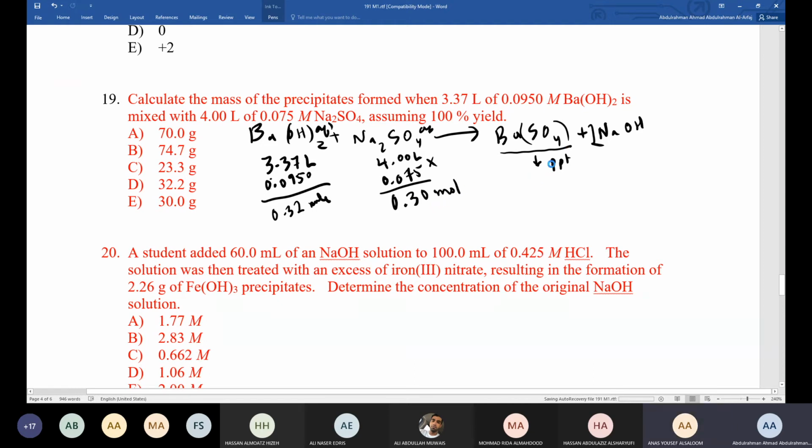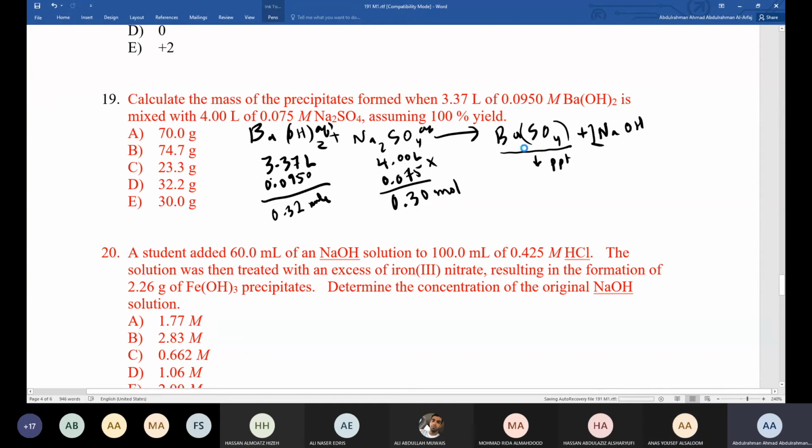What's the mass of the precipitate? Doctor, since he said 100% yield, there is no limiting, right? No, we take the full thing, but there is a limiting reactant. Yeah, but this means all the product will be formed.